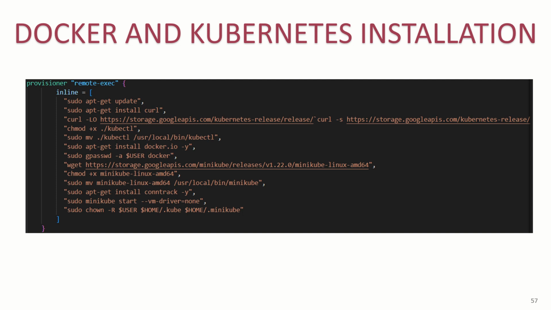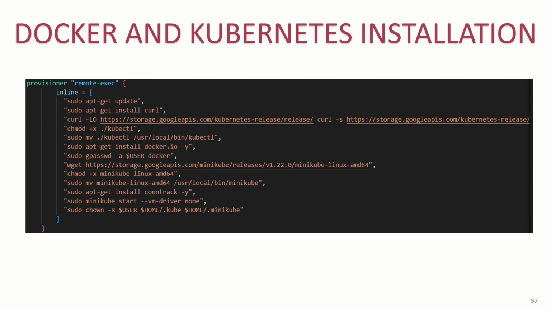Then we are curling. With this curl, we are actually downloading the kubectl package, because in order to execute commands on a Kubernetes cluster, we need to use the kubectl utility. Firstly, we'll download it, give it executable permission, and then move it to /usr/local/bin so that we can run our kubectl command against the Kubernetes cluster. So firstly, we'll install the kubectl utility.